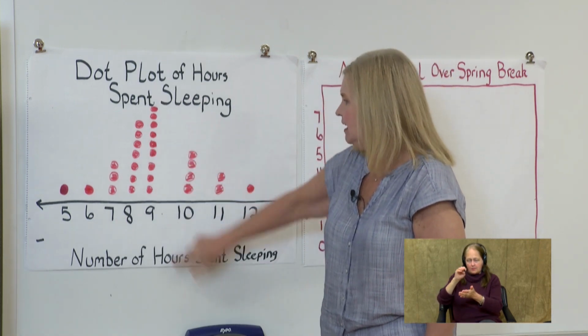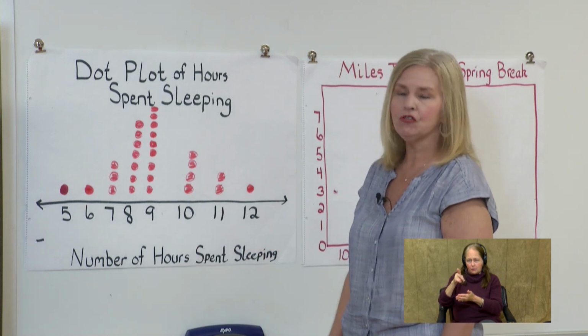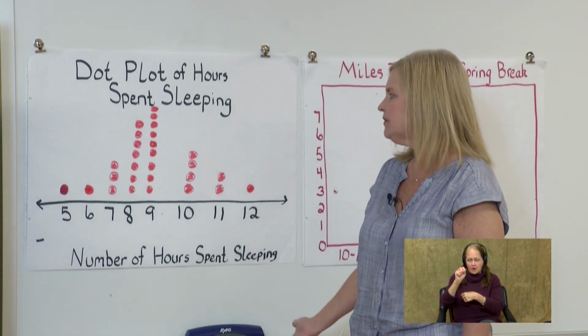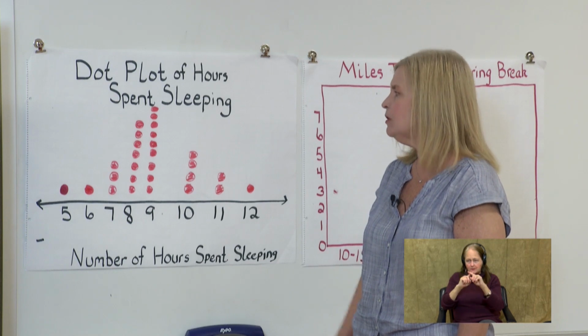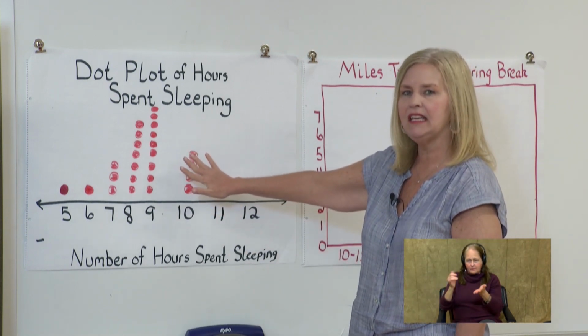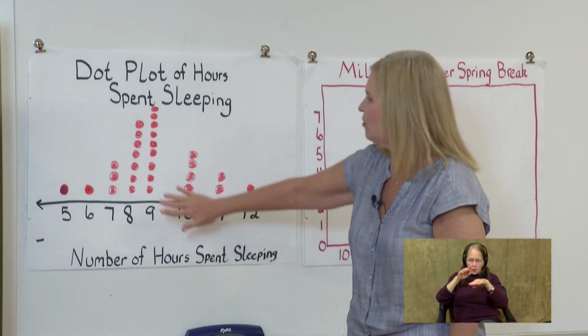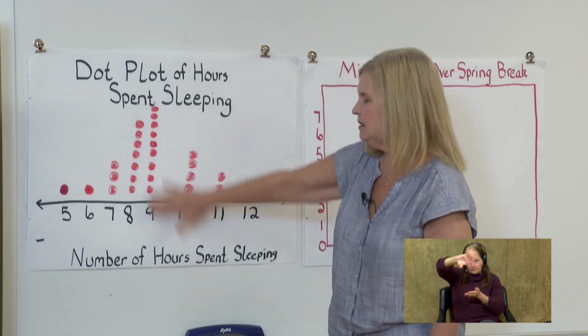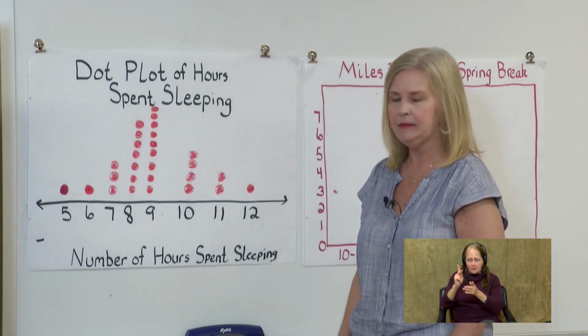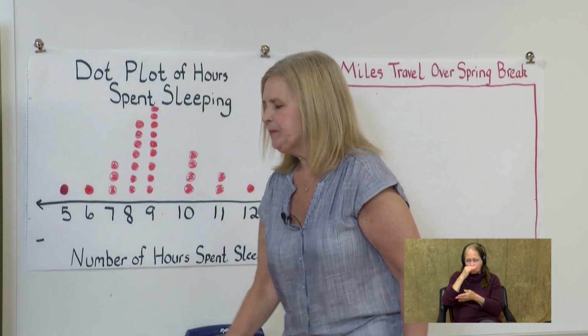So that is how you construct a dot plot, and you can use this for so many different things. It's really easy to see visually what is going on here, that right in here is where the most hours that people sleep, or kids, okay?